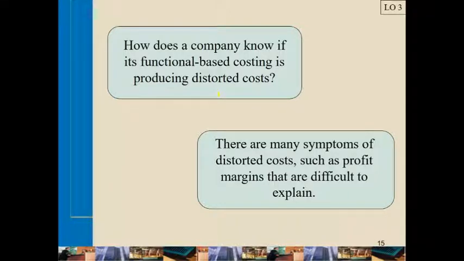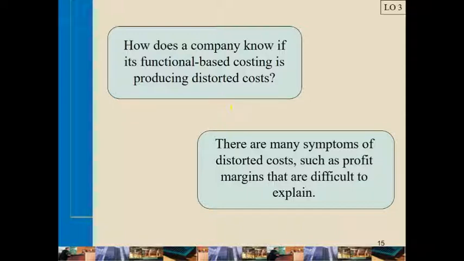Next objective na ta, which is to tell why functional-based costing approaches may produce distorted costs. Now again, the plant-wide and the departmental rates are used sa imong functional-based costing. Now, functional-based costing can cause distortions sa imong cost. So, there are many symptoms of distorted costs, such as profit margins that are difficult to explain. Diba? Another symptom is that the outcomes of bids are difficult to explain as well.